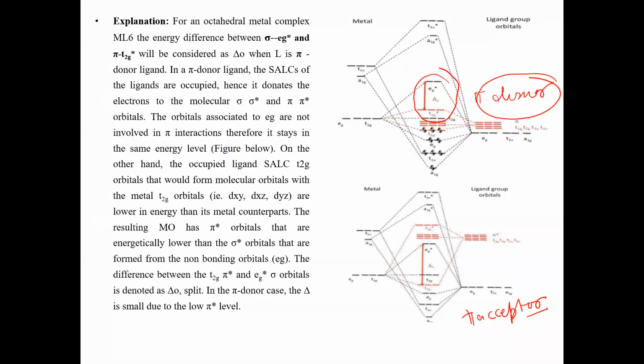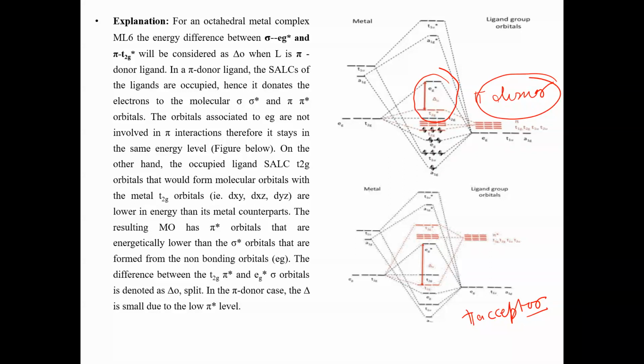But just let me explain. For an octahedral complex, the energy difference between Eg* and T2G* will be considered as delta O when L is a pi donor ligand. In a pi donor ligand, the SALCs, that is symmetry adapted linear combinations of the ligand, are occupied. Hence, it donates the electron to the molecular sigma, sigma star and pi, pi star orbitals. So the orbitals associated with these are not involved in the pi interactions, because they are already involved in the sigma bonding. So here it will be non-bonding.